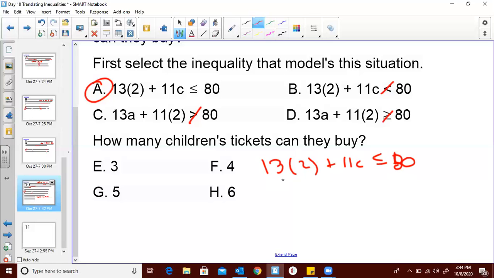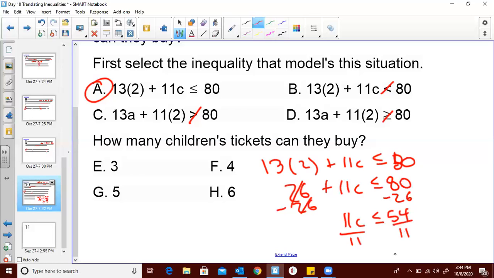So we follow order of operations right here and just get 26 plus 11C, and that's less than or equal to 80. We want to get this 11C by itself, so we subtract 26 from both sides. We kind of treat this inequality as the equal sign, right? So I have 11C less than or equal to, I think that's 54. Divide that by 11, and you'll get C equals 4.909 repeating.